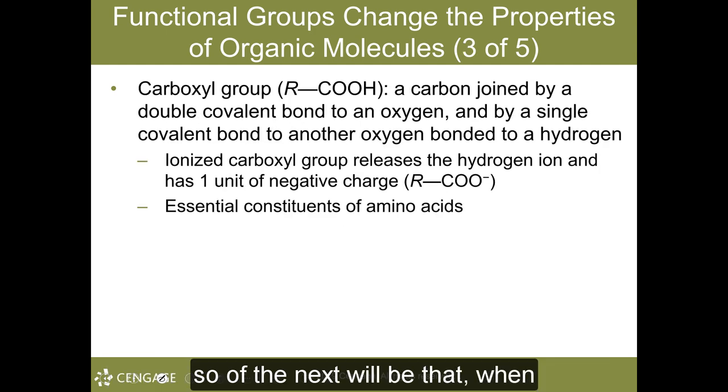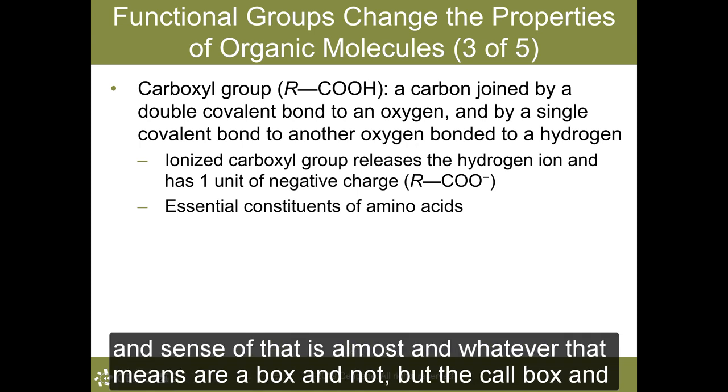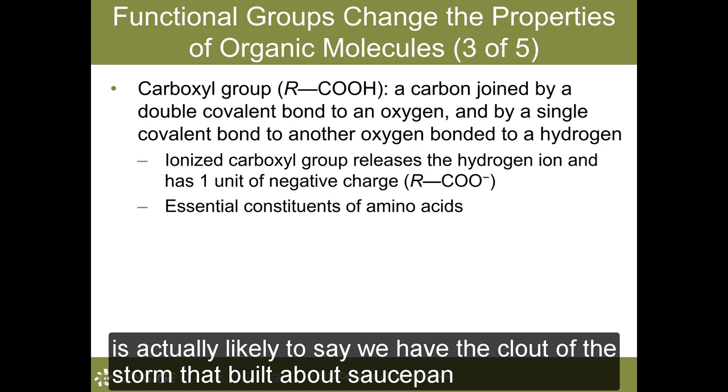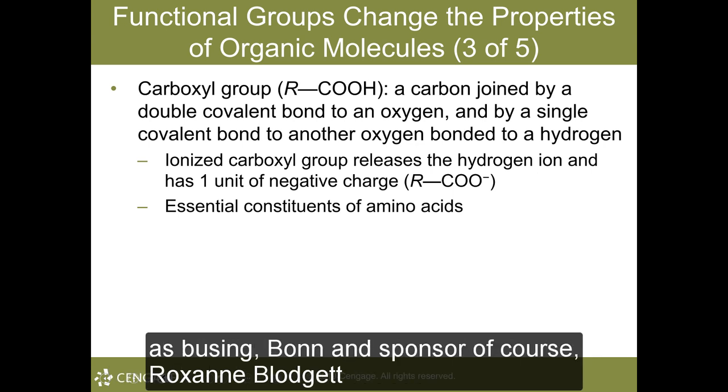So up next will be the carboxyl group. The carboxyl group is also polar. I'm sorry, not the carbonyl group, but the carboxyl group is actually going to be weakly acidic. We have the carbon that is joined by a double covalent bond to an oxygen, and by a single covalent bond to another oxygen, which is bonded to a hydrogen.